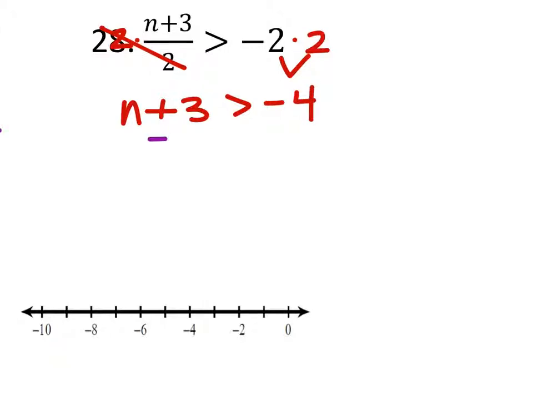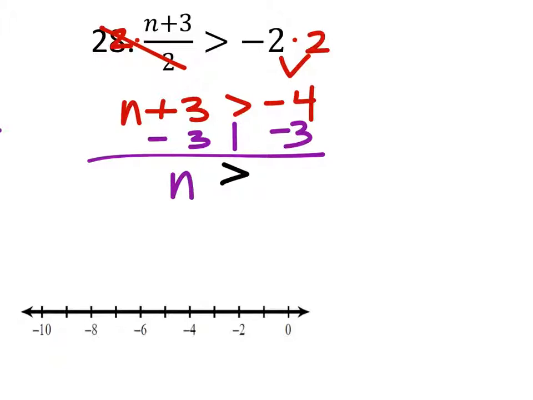And then to finish this one off, we'll subtract 3 from both sides of the inequality. Now remember, subtraction does not affect the inequality, so it remains greater than. So now I have n, that zeroes out, n is greater than negative 4 minus 3, which is negative 7.